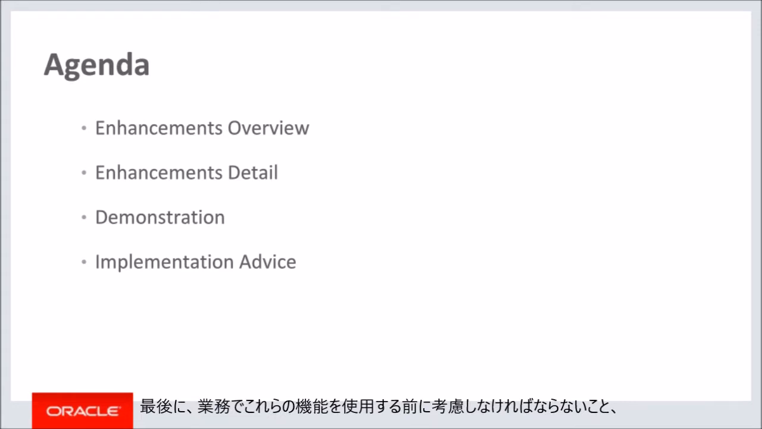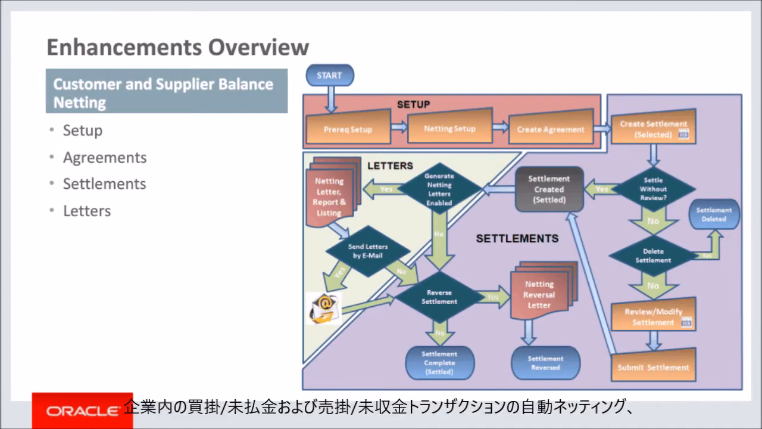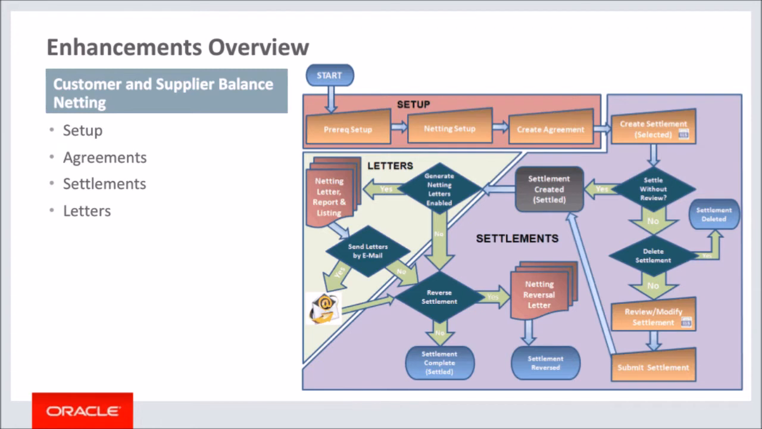Next, we'll explain what you need to consider before enabling these features in your business and what you need to know to set them up. The netting feature allows you to enable the automatic netting of payables and receivables transactions within a business enterprise and issue payments and receipts for the netted amounts.